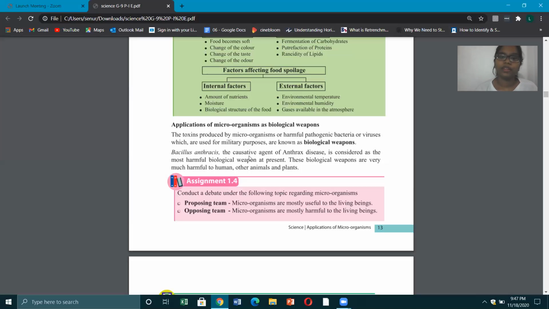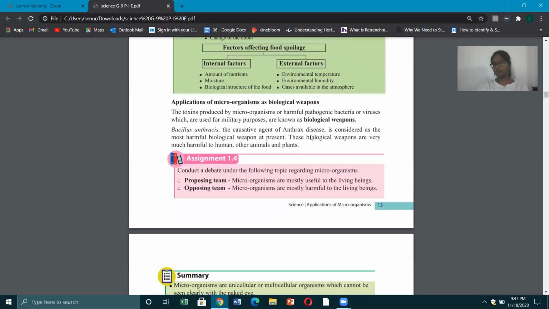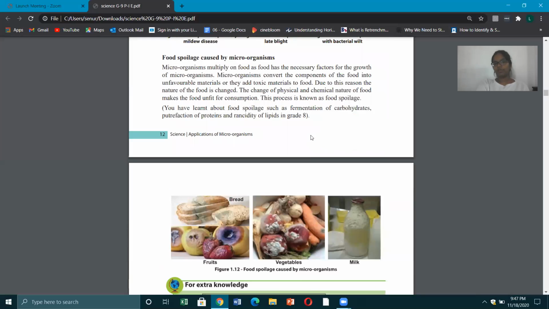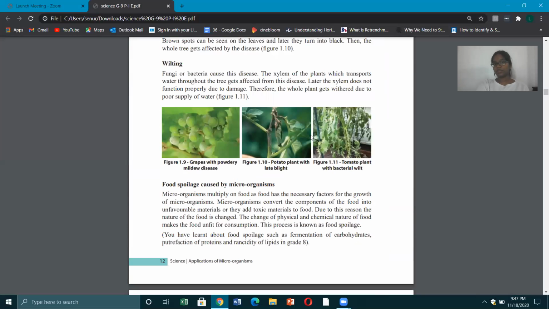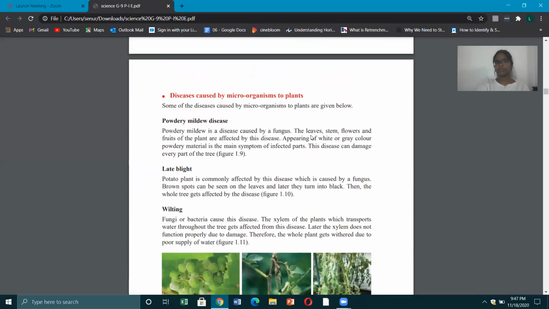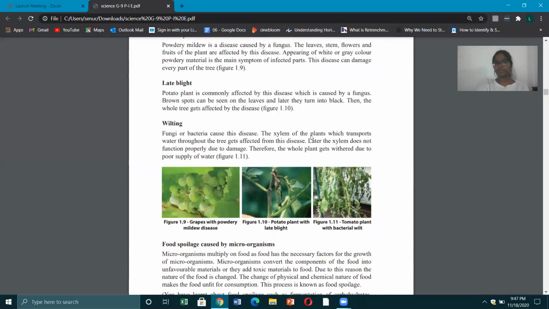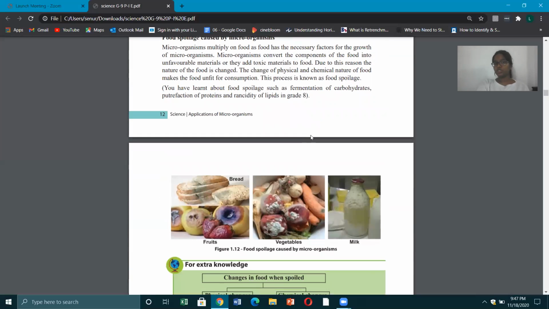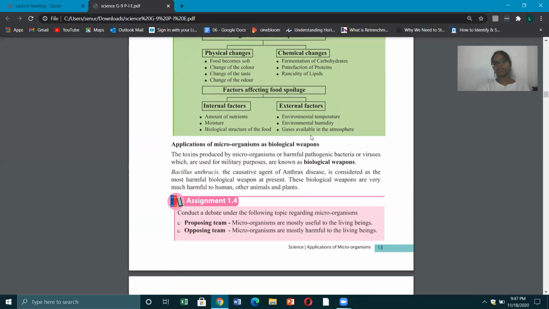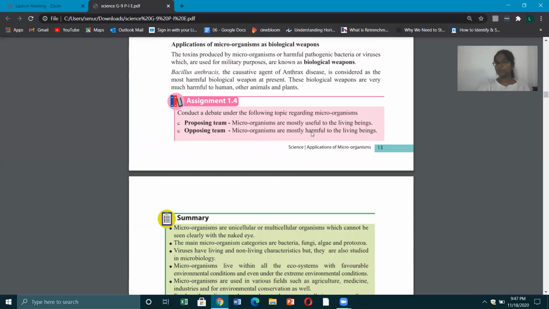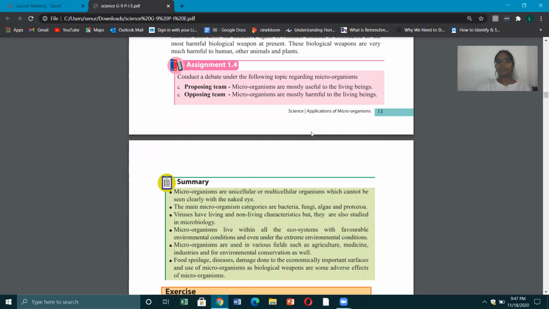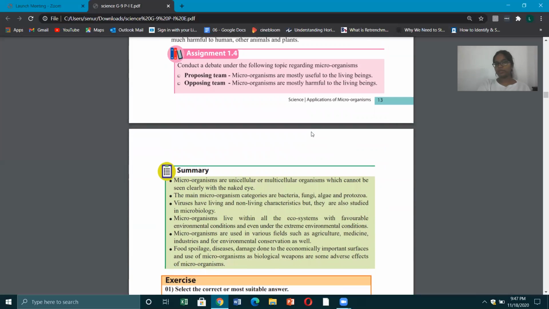Okay, these biological weapons are very harmful to humans and other animals and also plants. So there are three harmful effects we discussed here. What are those? Diseases caused in animals and plants, food spoilage, and the application of microorganisms as biological weapons, because these biological weapons are very harmful to humans and other animals and also plants.